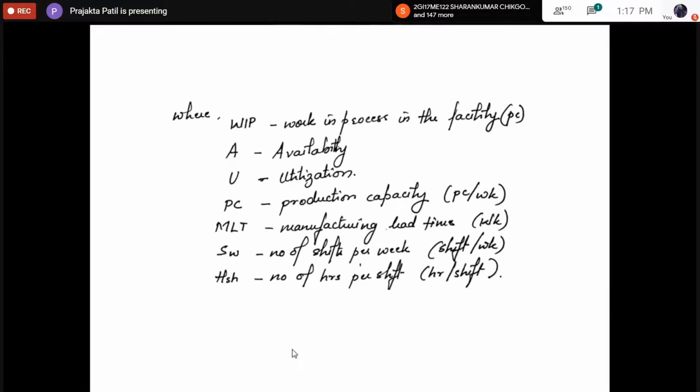So here WIP is work in process. As we are finding the number of units present in the factory, the unit is pieces. Availability is expressed in percentage, utilization in percentage, production capacity in pieces per week, and manufacturing lead time depends on the period of time. Here I have considered a week, but it can be month or year. SW is the number of shifts per week, and HSH is the number of hours per shift.